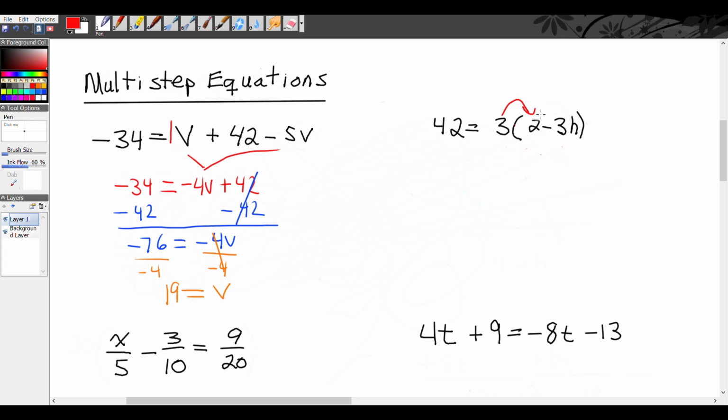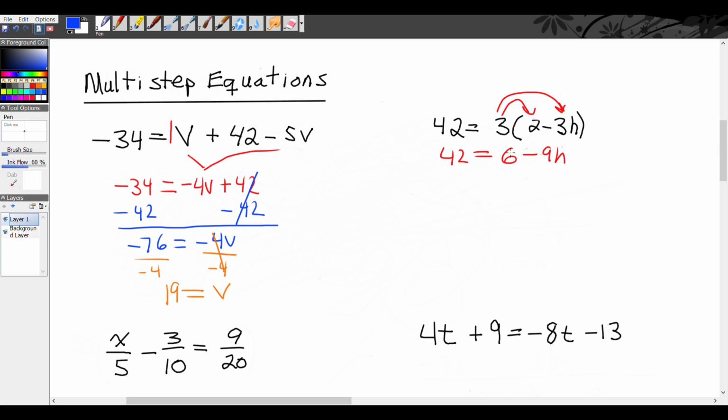We'll say positive 3 times positive 2 is positive 6. And then the second term, positive 3 times negative 3h is negative 9h. And copy down the rest of the equation, 42. Again, our next step is we have to get rid of addition or subtraction. Now don't get confused here. Some students will take a look at this negative and think that they have to undo subtraction. But that's not what we're getting rid of yet. This negative shows me that this is a negative 9h, and that's multiplication. Our first step is to undo addition or subtraction.